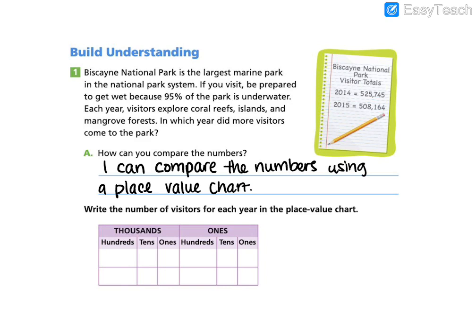So now let's go ahead and use that place value chart. I'm going to go ahead and label to the side of the place value chart so I remember which year I'm writing in each section. So I'm going to write 2014 here and 2015. So I'm going to go ahead and fill in now my 2014 total, which was 525,745. And then I will fill in that 2015 total, 508,164.